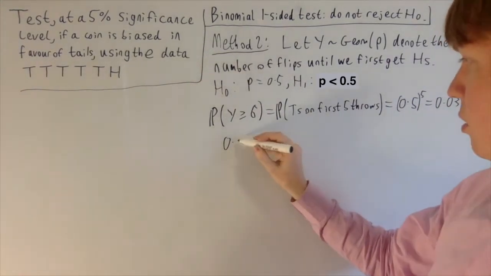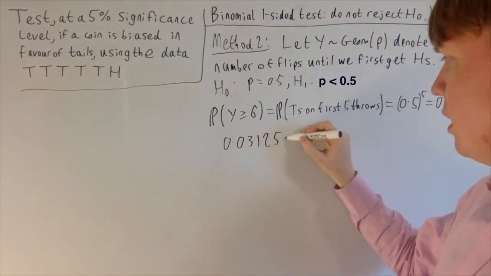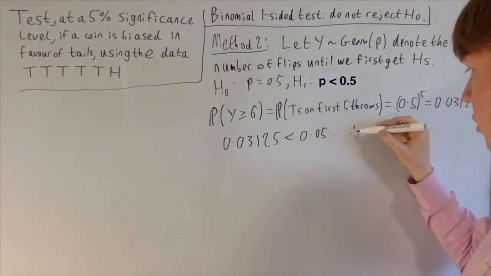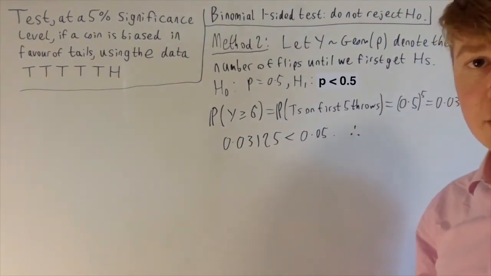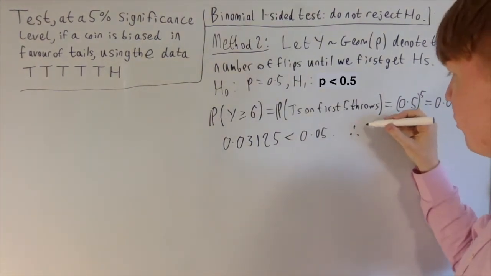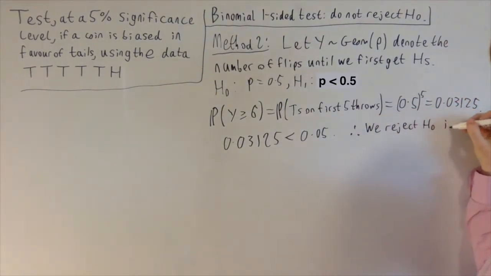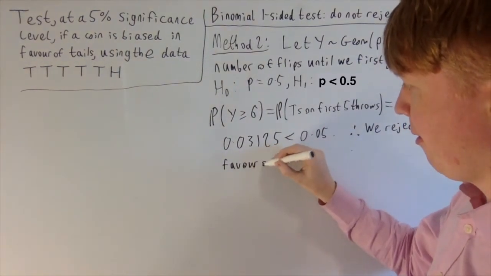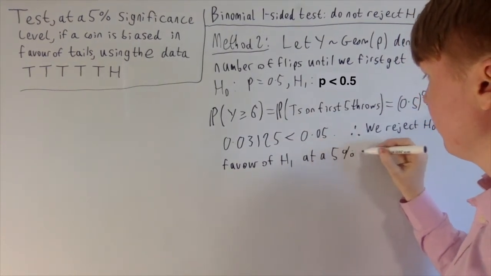Now this is quite interesting. We've got a much smaller probability than before, 0.03125, and this is actually less than 0.05. So what we're saying is the data is very unlikely to have happened at this 5% level. It's less than a 5% chance of this happening. Therefore, we reject the null hypothesis in favour of H1, the alternate hypothesis, at the 5% significance level.